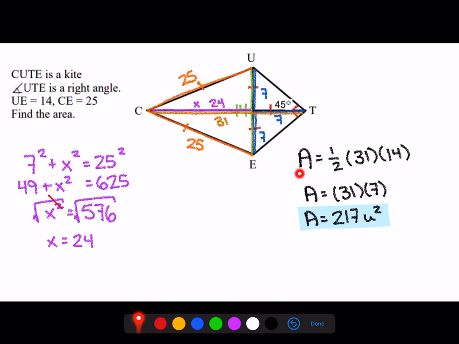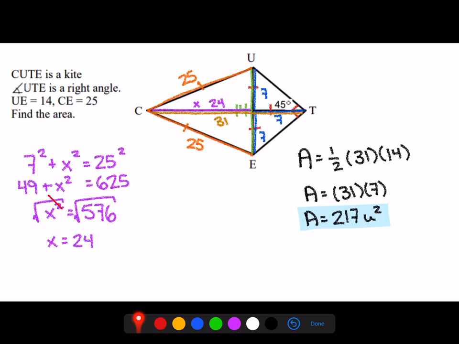So I have area is equal to 1/2 of diagonal 1, which is 31, times diagonal 2, which is 14. Doing the math, we'll get area is equal to, well, half of 14 is 7. 7 times 31 will give us 217 units squared.